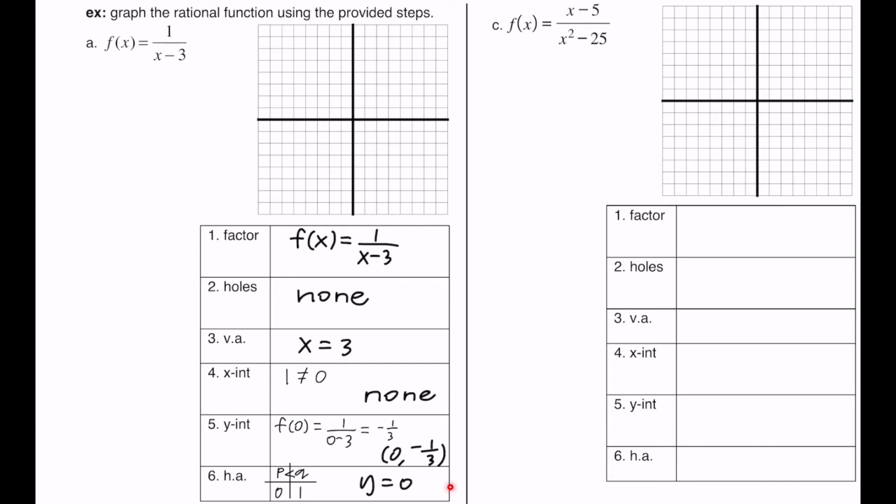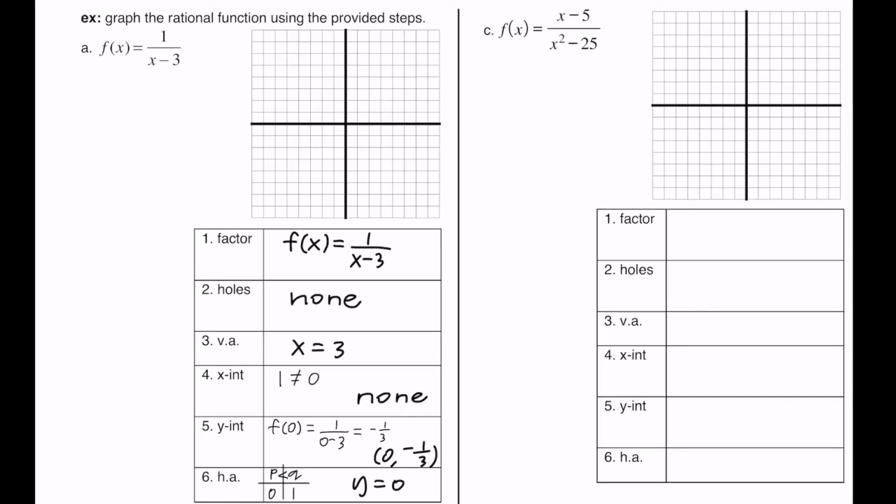Now that we have all our information, let's go ahead and start filling out the graph. So we'll start with the vertical asymptote. We're going to draw a vertical line at x equals positive 3. So I put that right there. And then our horizontal asymptote is y equals 0. It's kind of hard to see it, but I drew a dotted line right here on the x-axis.